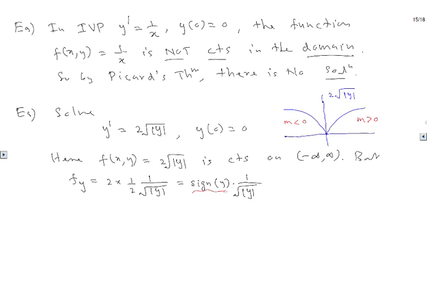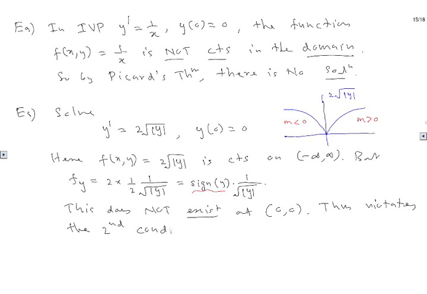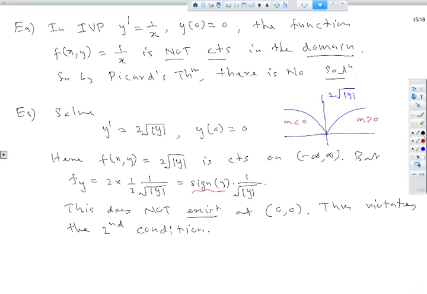Now you can see that this does not exist at 0, 0. So that's the problem. That means it violates the second condition. So that's what happened. So let's do one last example.